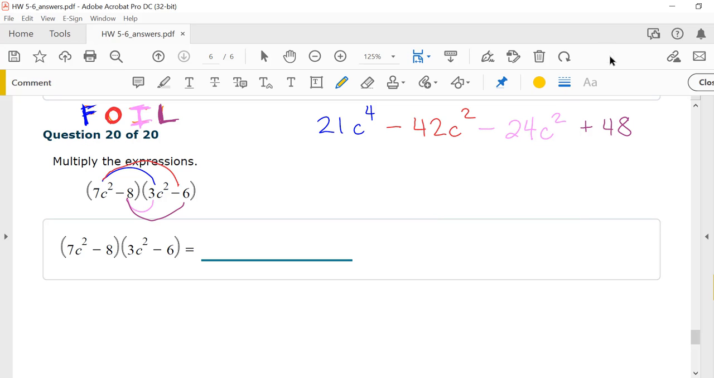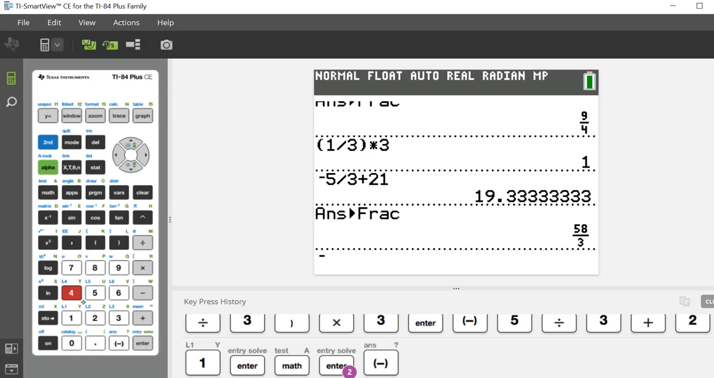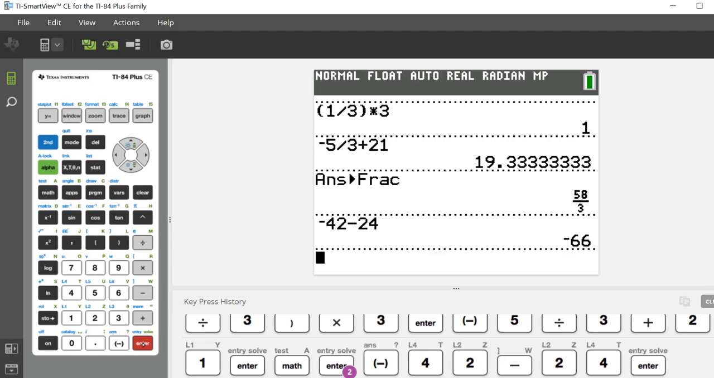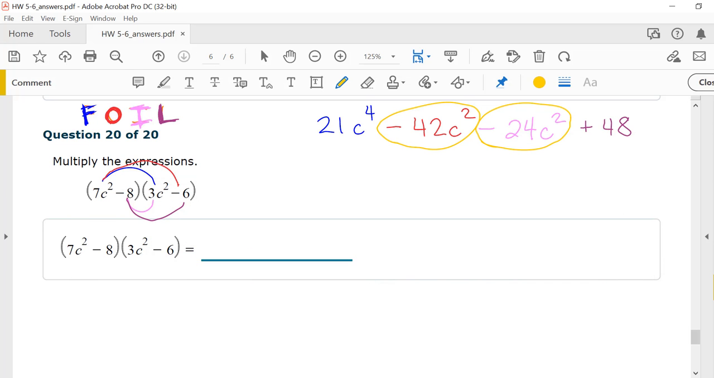There are like terms, -42c squared minus 24c squared. -42 minus 24 is -66. I get negative 66c squared. My answer will be 21c to the fourth minus 66c squared plus 48. That's it for the section.